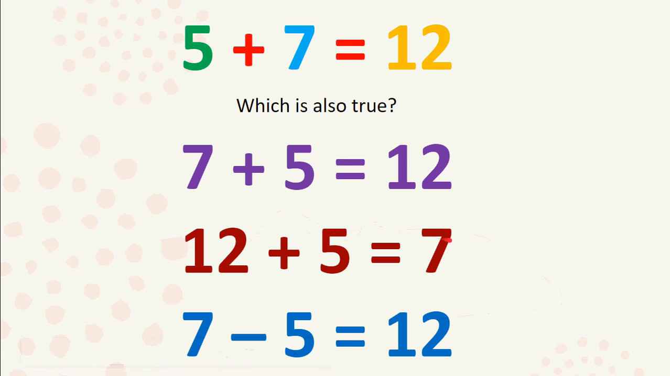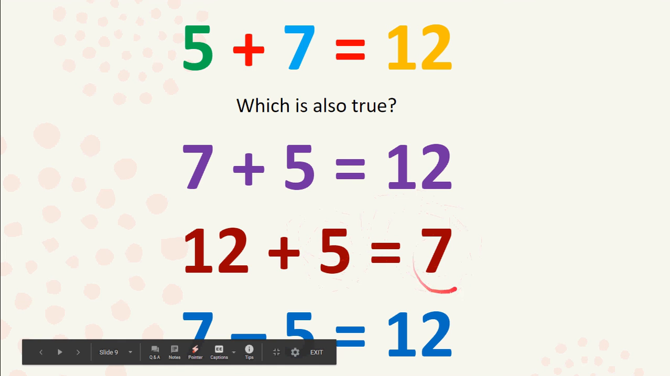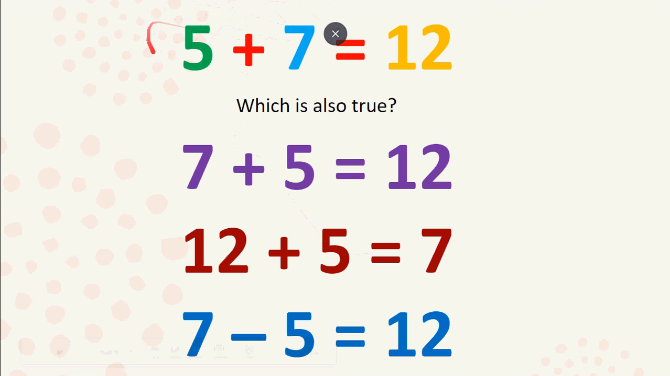How about here? 12 plus 5. If I have $12 and somebody gives me $5 more, I'm not going to just have 7. That won't work either. Here I see 7 plus 5. All they did was flip these two numbers, so this is going to be a related fact.